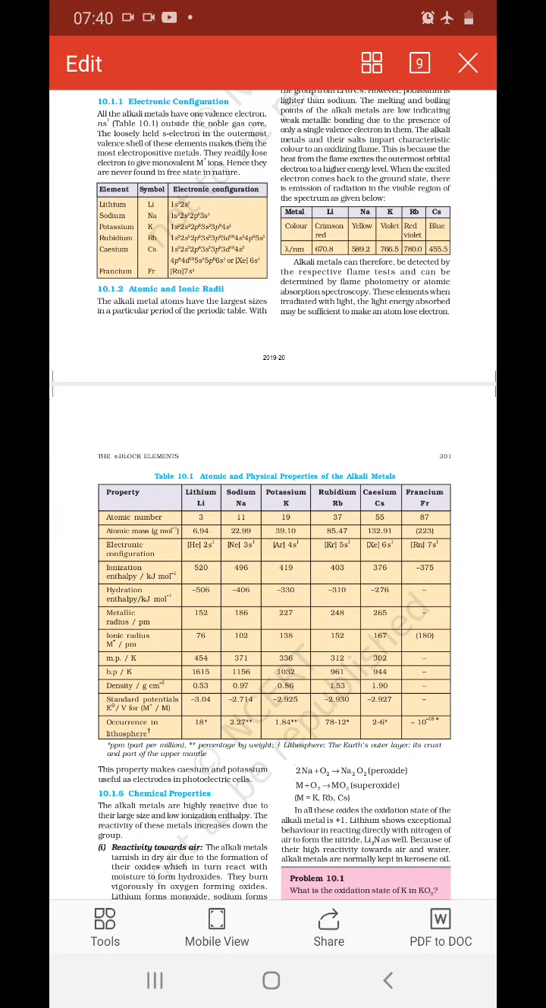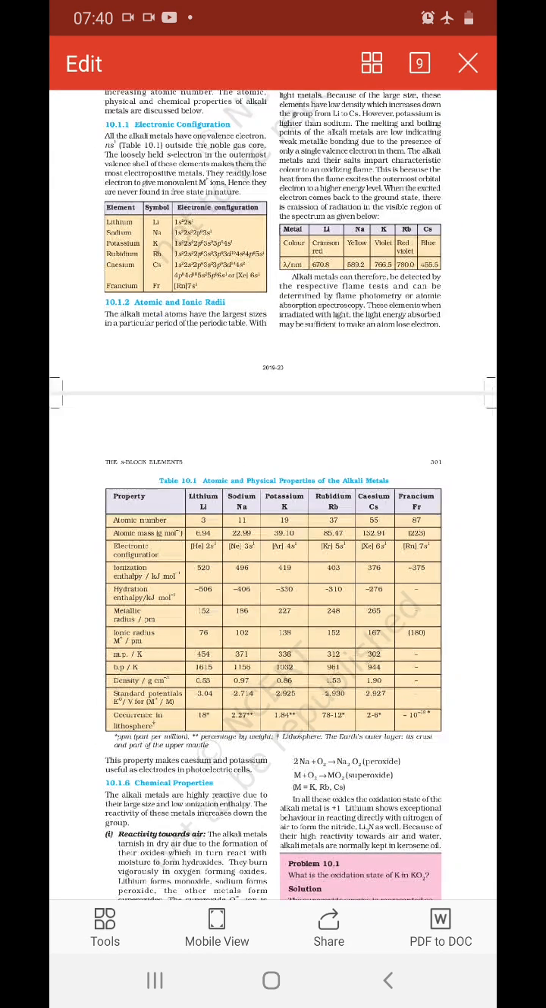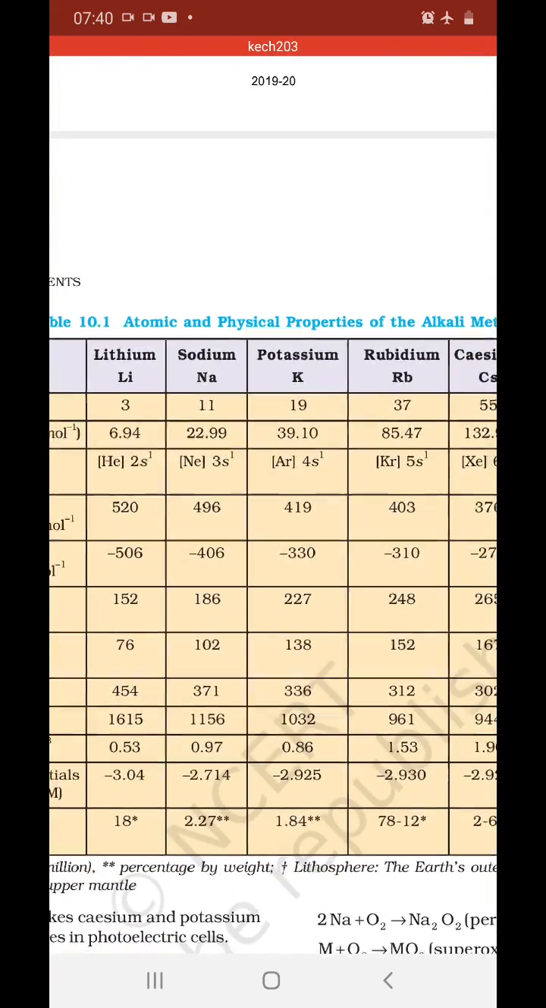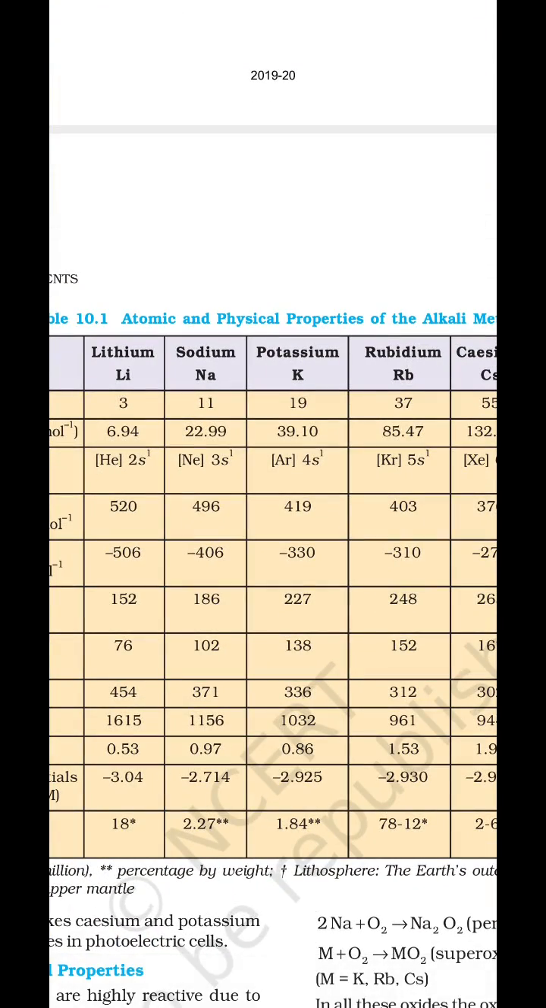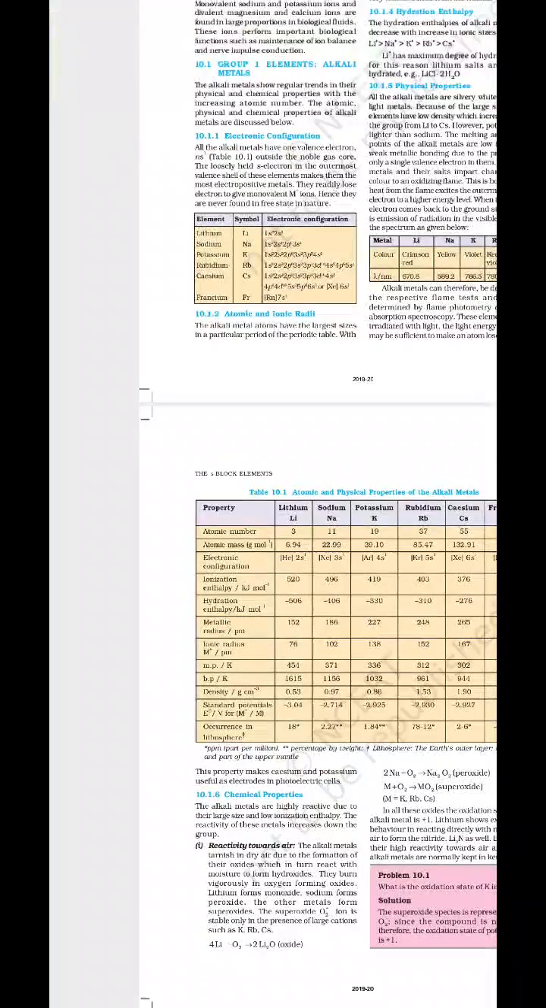Next is metallic radius. Metallic radius depends upon size. So when we move from up to downward, size increases, metallic radius also increases, ionic radius also increases. Melting point and boiling point depend upon what? They depend upon the size. Smaller the size, greater will be the melting point and boiling point, because when the size is smaller, then the force of attraction, that is the strength of metallic bond, is high, because metallic bond depends upon small size of ion, that is, smaller the size of ion, stronger will be the metallic bond.